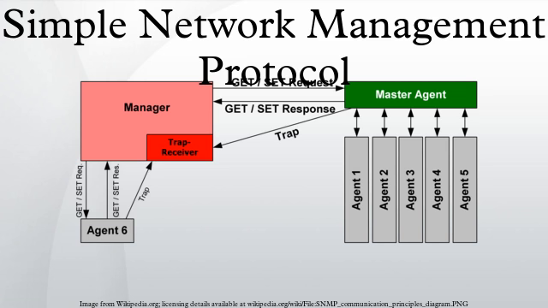An SNMP managed network consists of three key components: managed device, agent, software which runs on managed devices, and network management station, software which runs on the manager. A managed device is a network node that implements an SNMP interface that allows unidirectional or bidirectional access to node-specific information. Managed devices exchange node-specific information with the NMSs.